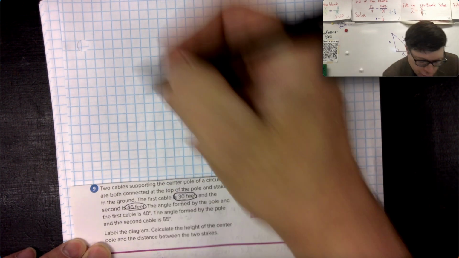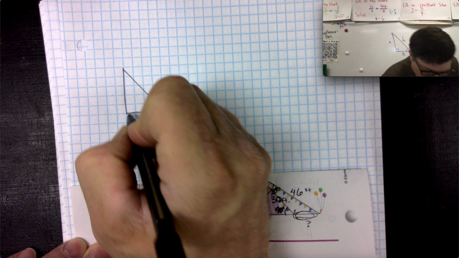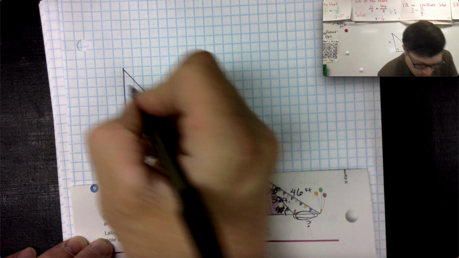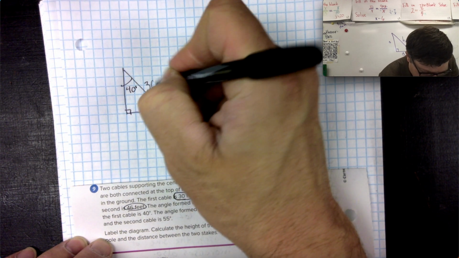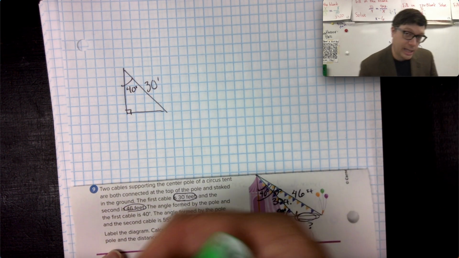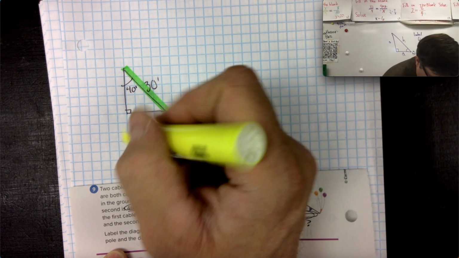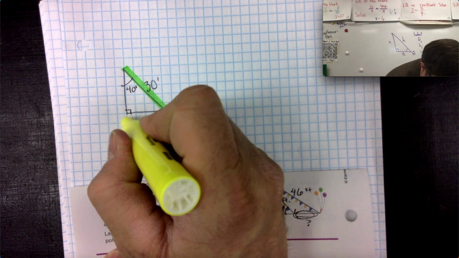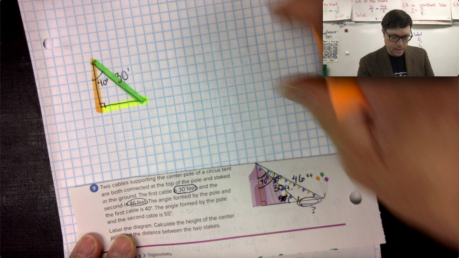Okay, so I'm going to draw the first triangle. I'm going to put in the information that we know. It's a 90-degree corner. There's 40 degrees up here and a 30-foot hypotenuse. So then if I label it, highlighting first, this is the hypotenuse. This is the opposite side. And then this is the adjacent side.